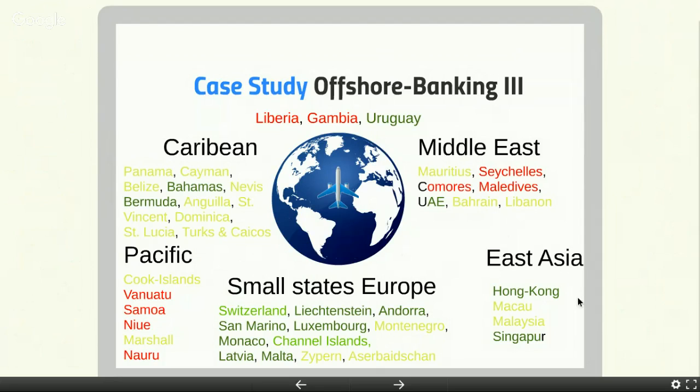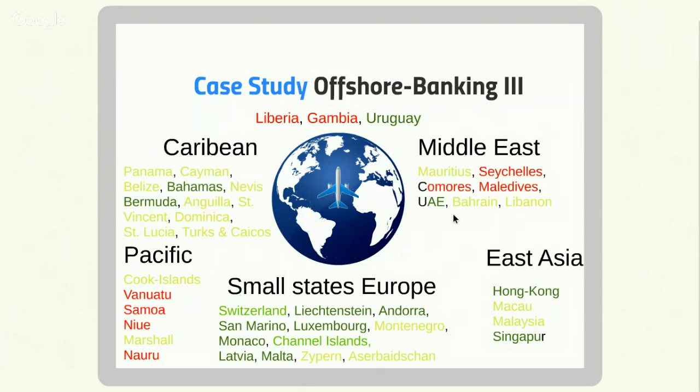Financial centers are quite important. Hong Kong, Singapore, even Panama, the United Arab Emirates. It's quite hard to get an account there, but it's possible. You should, however, be careful in these red countries like some Pacific states, Liberia, Gambia, the Seychelles, Comoros, Maldives. It's a bit of a risk to have a bank there. It might work, but it's not really recommended.